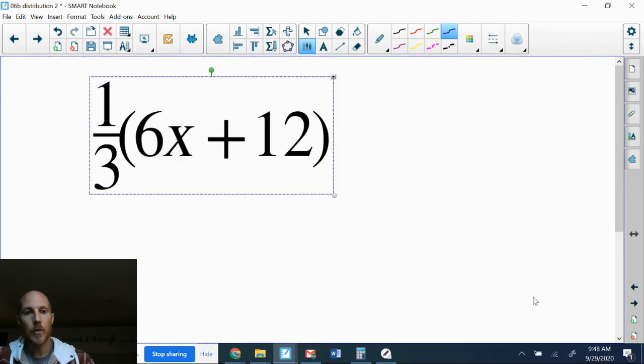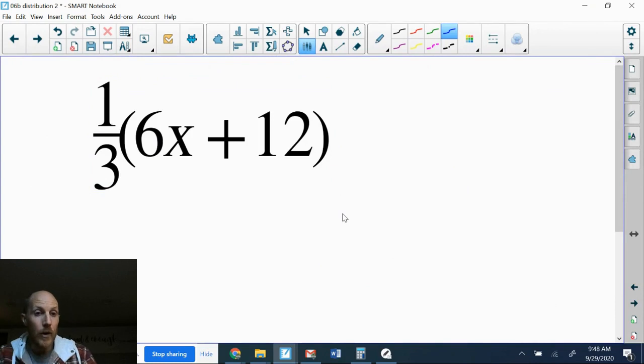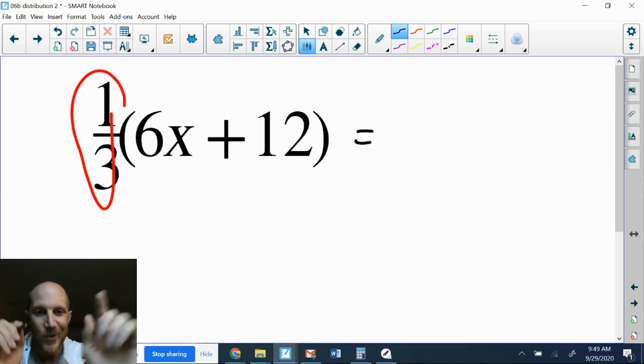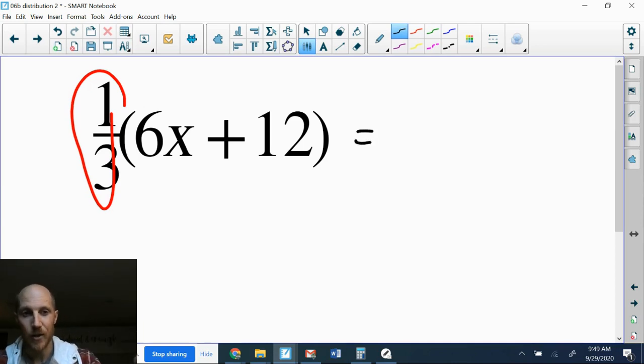All right, so a couple of different examples. This looks different. This looks like a fraction, 1/3, that is being multiplied by the group 6x plus 12, and sometimes looks are deceiving. Since that fraction 1/3 has the numerator of 1, the 1's not really doing anything. When I multiply something by 1, you get the same number. So the numerator is not really doing anything in terms of the multiplication. If I distribute the 1/3 times that set of parentheses, the fraction line means divide by 3. That's where the work is happening.